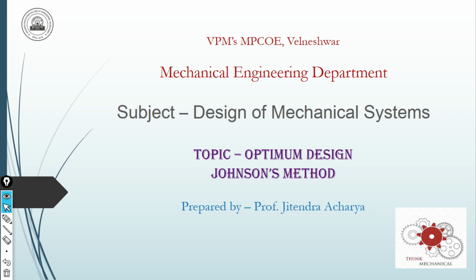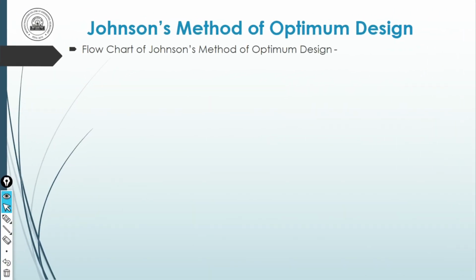Before starting with the actual numerical part, we'll first see how we are going to use this method to choose the optimum design solution from various different adequate designs. We'll go through the flowchart first, what steps we have to follow, and then we'll go for one sample numerical. Let's start with the flowchart first.